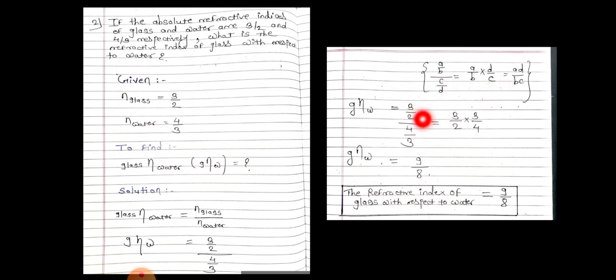So 3/2, and we have to exchange this term with multiplication, so the 3 will come here and 4 will go downward. Okay, so 3/4. Now if we multiply this, 3 into 3 is 9 and 4 twos are 8. So the refractive index of glass with respect to water is how much? 9/8. Okay, this is also your unsolved question which I have taken from your textbook. Note down this.